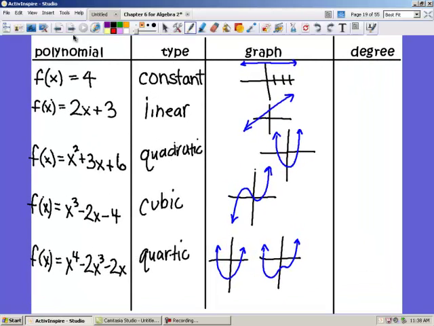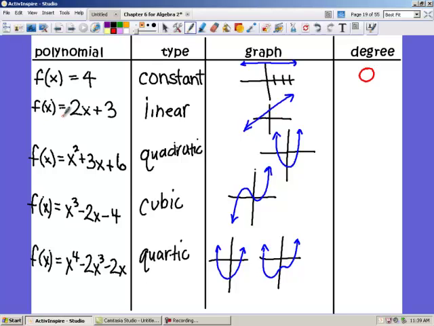Now what I want you to do is pause the video when you're watching this and copy down this chart. This is going to help you figure out the degrees and what type of graph it is if you were asked. Quickly, before you pause the video, I'm going to go through the degrees with you. As you can see in f of x equals 4, there is no variable here to have an exponent. So if that happens, there is no degree, so the degree would be 0.